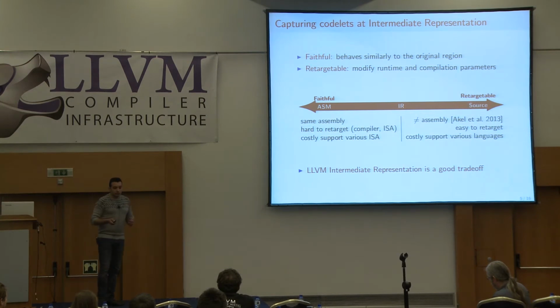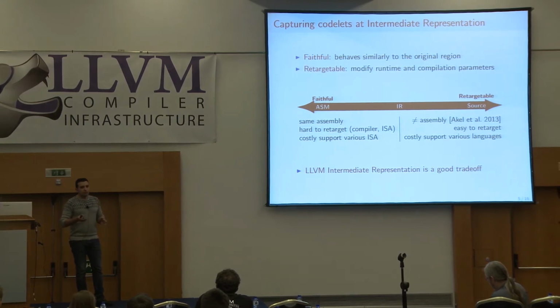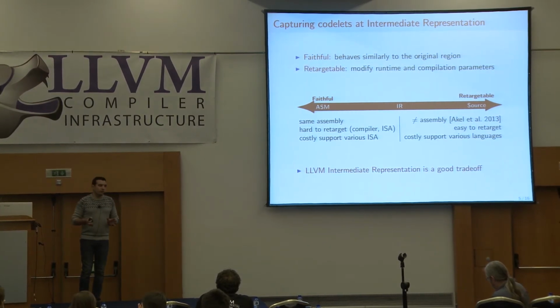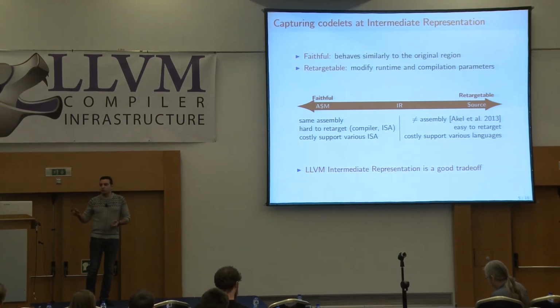Both have pros and cons, but if we extract at assembly level, we are sure that the replay, the codelet version and the original version share the same assembly code, so we believe that the replay should be faithful to the original performance. But it's hard to retarget since you can't recompile assembly code, or you have to support various instruction set assembly to rewrite your assembly for new architecture on your processor.